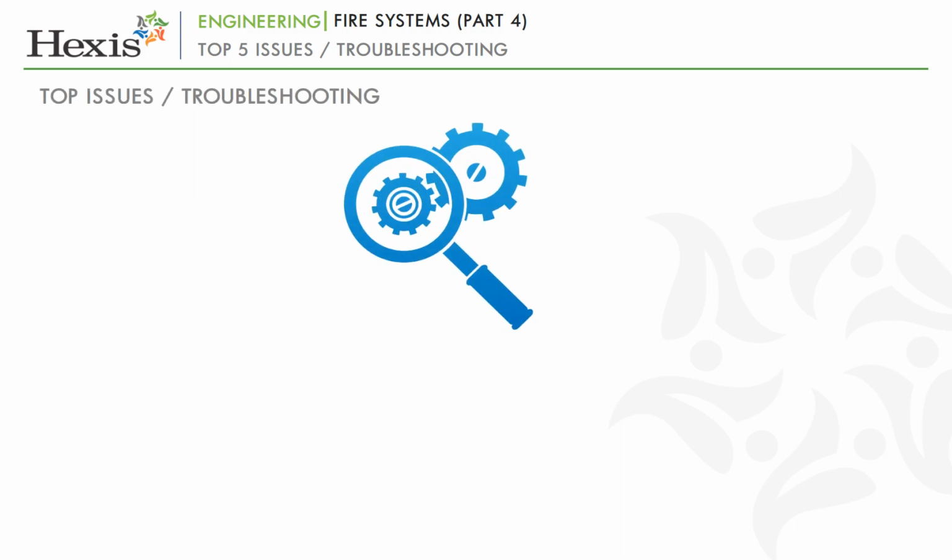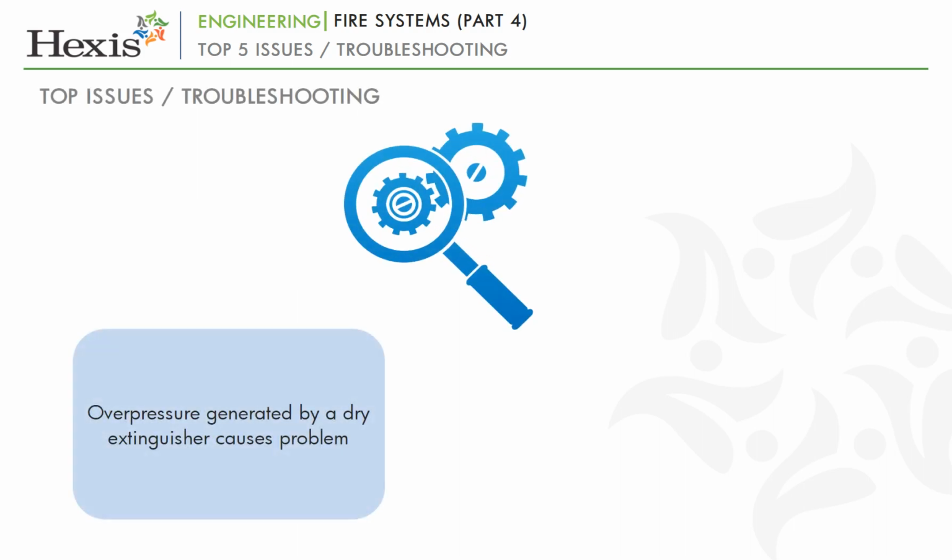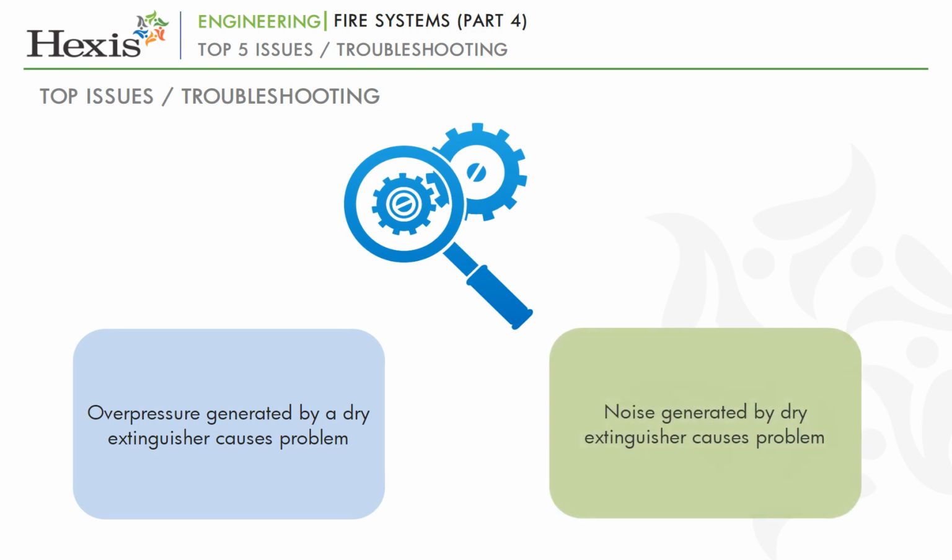Now let's look at the top issues and troubleshooting tips. They are: overpressure generated by a dry extinguisher causes problems. Noise generated by dry extinguisher causes problems. What can be done to avoid potential problems?